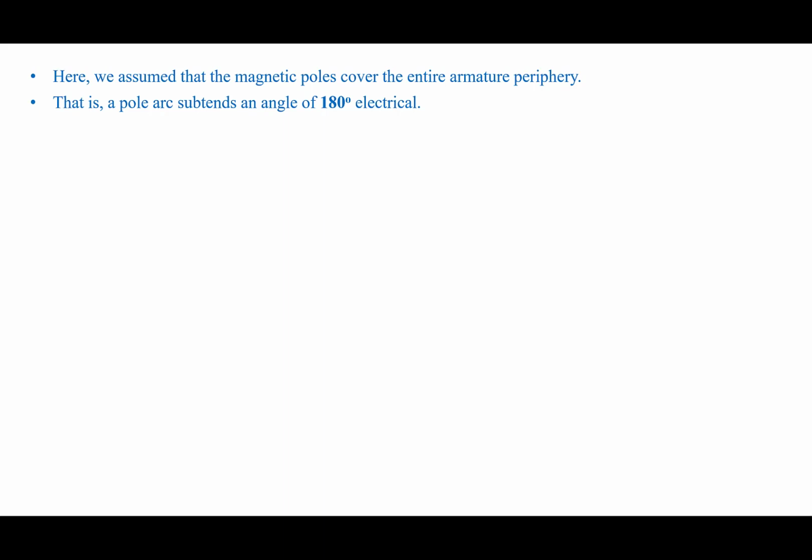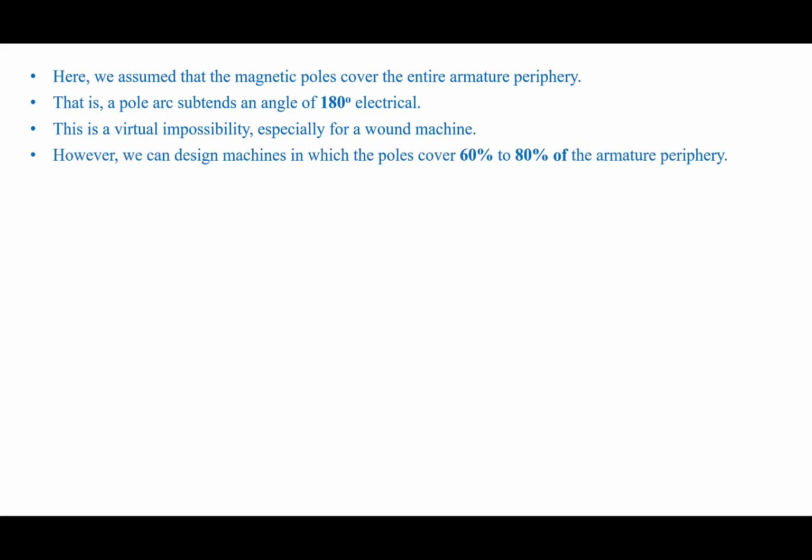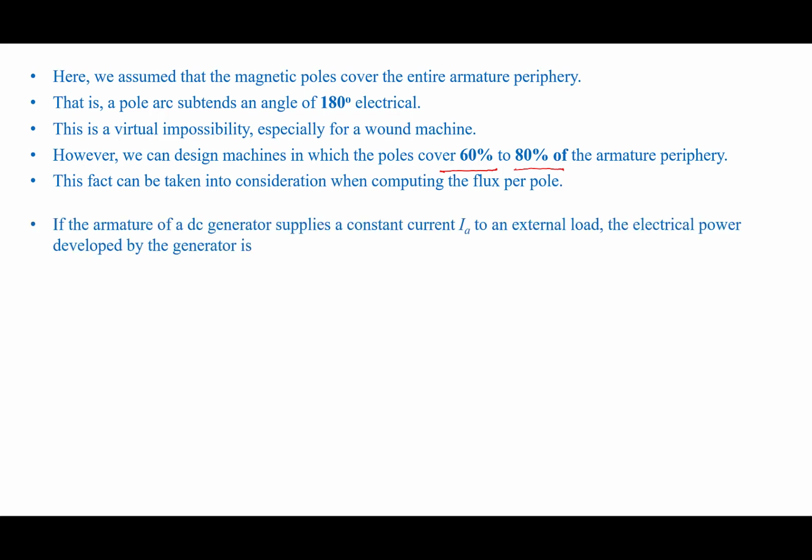If it is a permanent magnet, we can cover it somehow. But if it is an electromagnet, then it is difficult, right? So therefore, this is a virtual impossibility, and therefore sometimes we take 60% covering, sometimes 80%. Based on this we can calculate how much flux is being linked to the armature circuit.